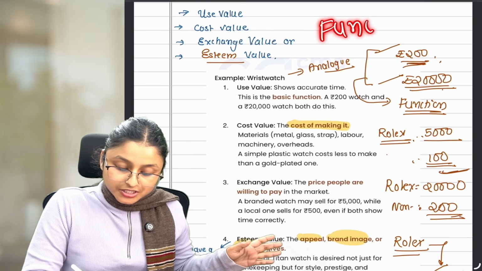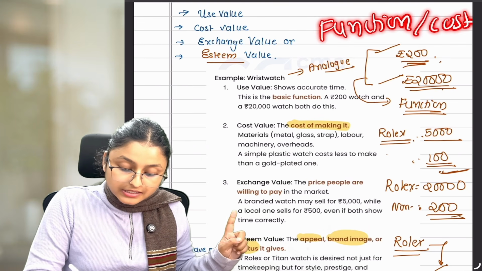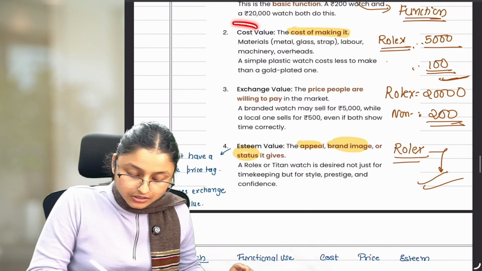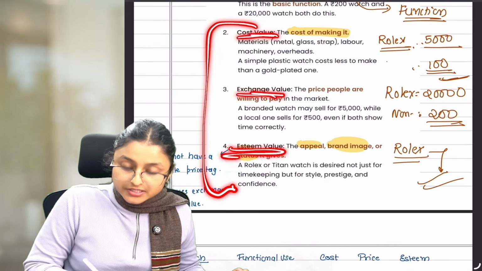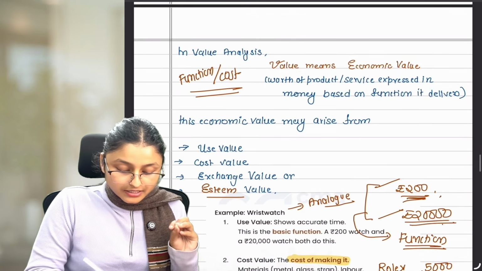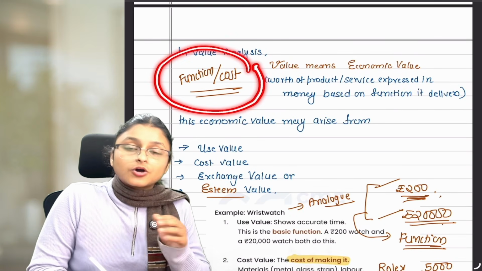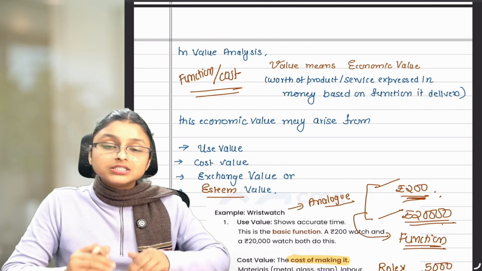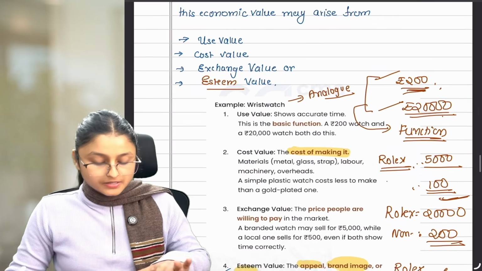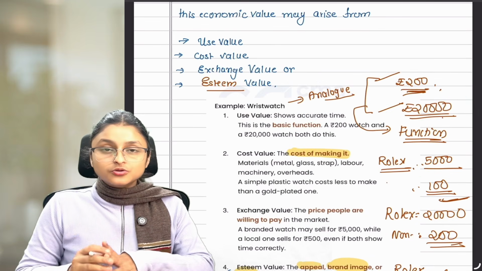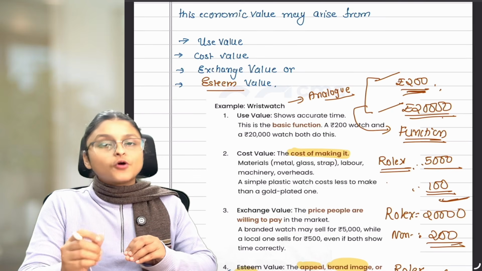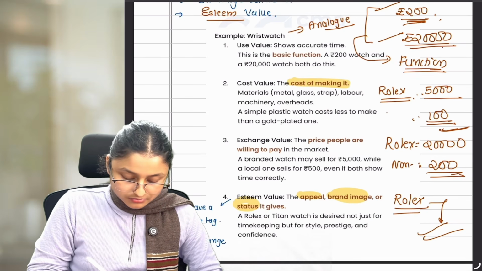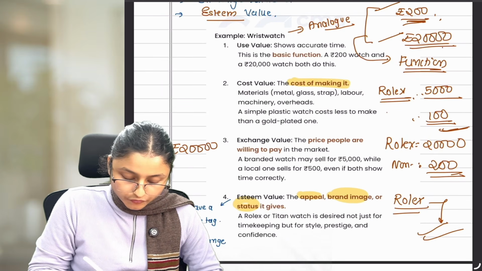While comparing function divided by cost, we were only considering our function, that is the use value. We were not considering other things like the cost value, exchange value and esteem value. That is why I have said that this only looks at a specific part of economic value, and to know the whole economic value, you need to focus on all these 4 types of values. Now, all these 4 types of value, we can calculate in money form. How? Let's understand.